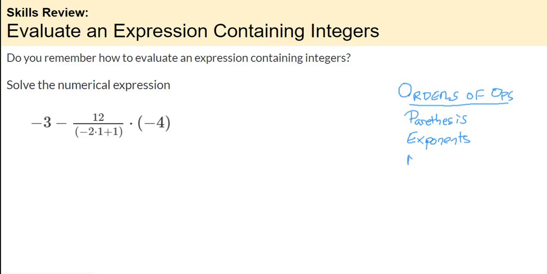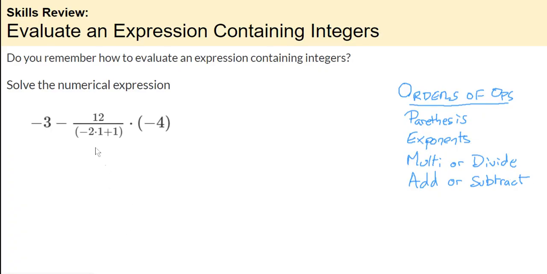And then you're going to multiply or divide, whichever one comes first. That's why I write it like this, okay? Multiply, divide, and then finally we're going to add or subtract at the end, whichever one comes first. Okay, so what's the first thing we're going to do in this problem?